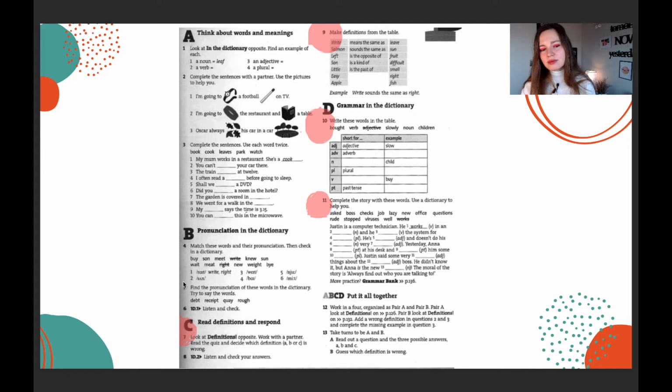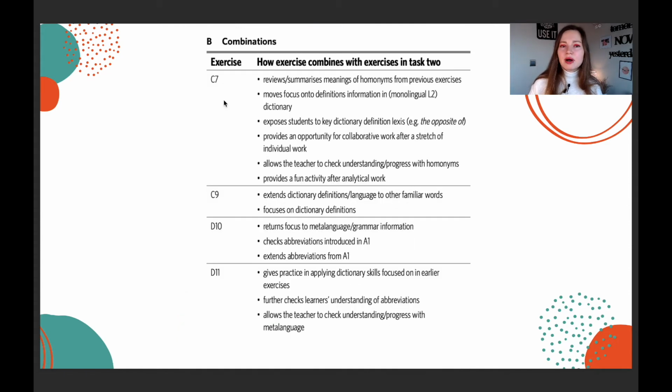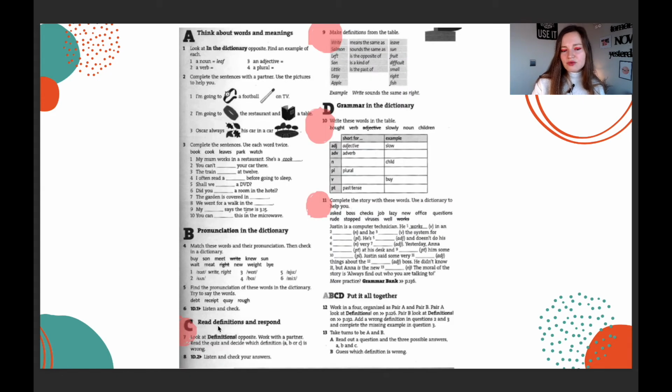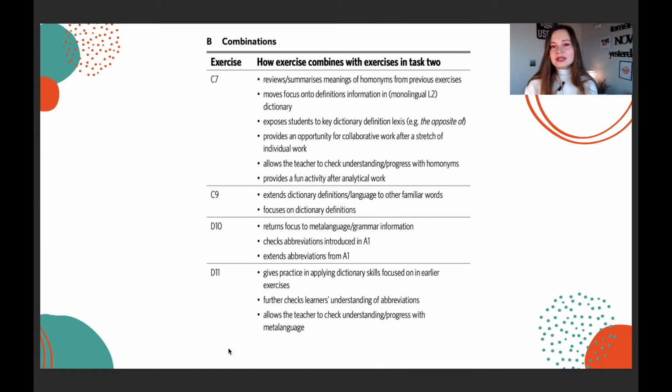So that's actually something we'll work with, and we need to find the connection, we need to find how they are combined. Let's have a look at possible combinations and how you might answer in the exam. So let's have a look. In C7, we need to read the definitions and respond. Look at the definitions, opposite, work with a partner and read the quiz and decide which definition A, B or C is wrong.